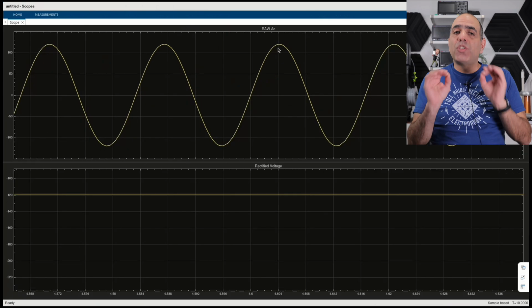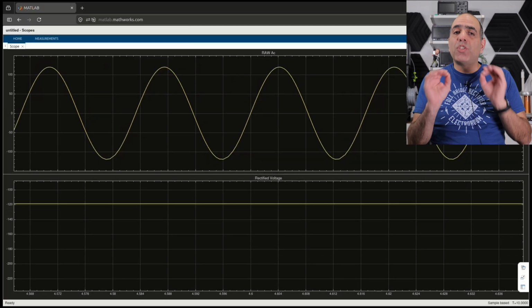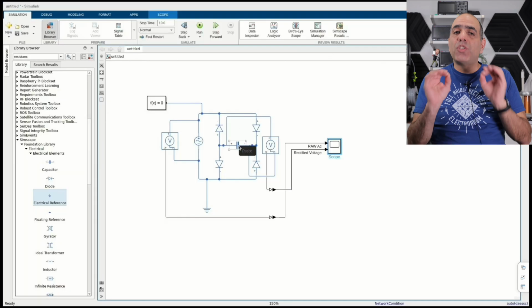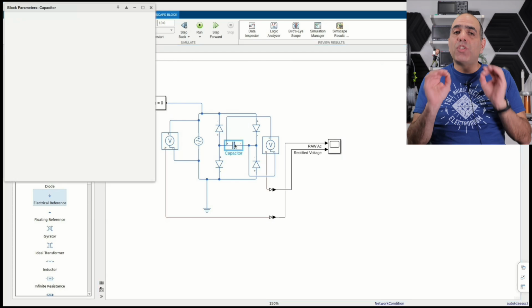Here you can see this is a raw AC voltage of a very good sine curve, but this is our rectified voltage, which is 120 volts DC. It is outputting a DC voltage, and there is a big hand of the capacitor that we added here. The value of this capacitor, I selected as 100 microfarads.